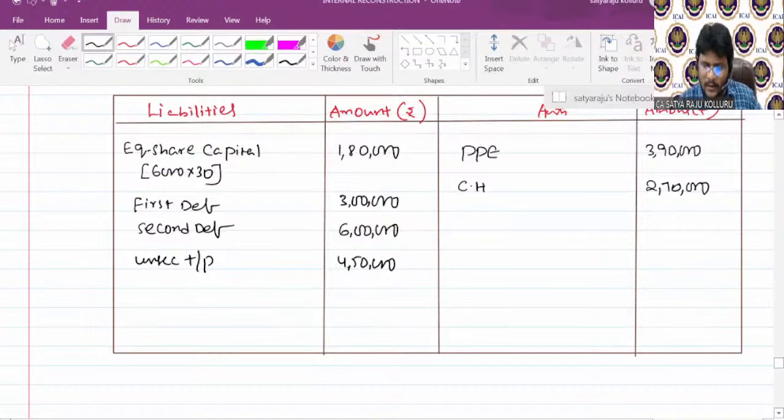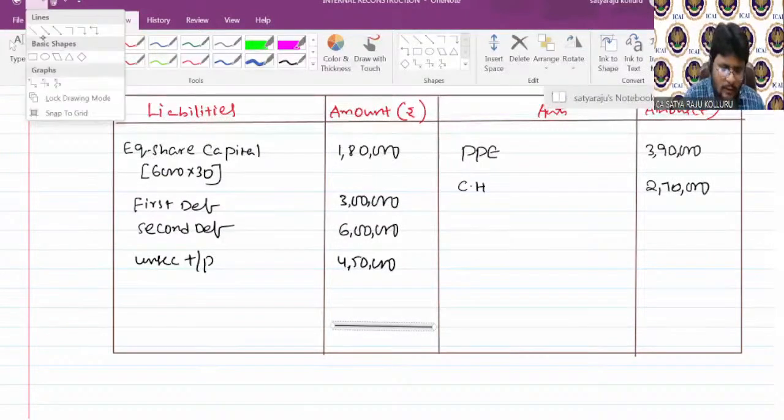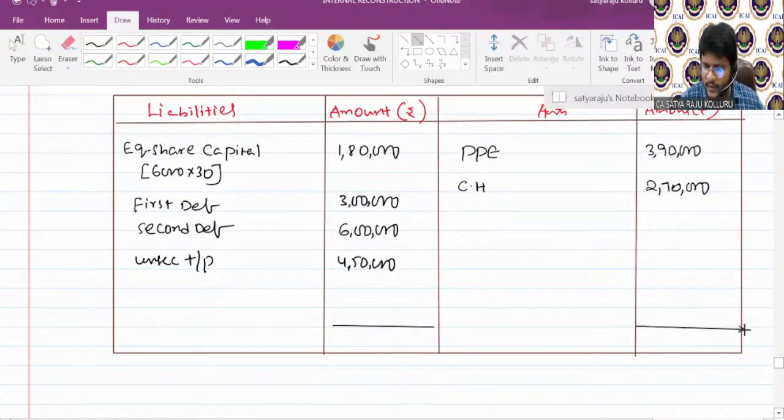Now coming back, if you total the balance sheet, first, what is the total under the liability side, all of you? 1,80,000 plus 3 lakhs plus 6 lakhs plus 4,50,000, which is 15 lakh 30,000. Total under the asset side: 3,90,000 plus 2,70,000. Not tallied now. What happened? The difference is the profit and loss account debit balance.